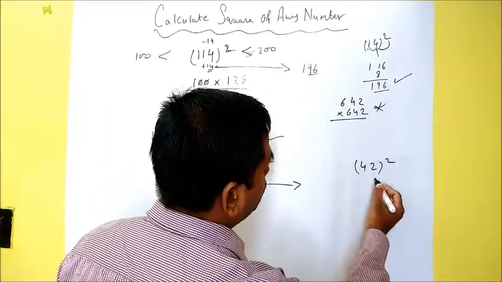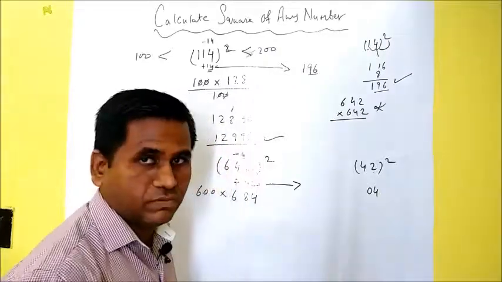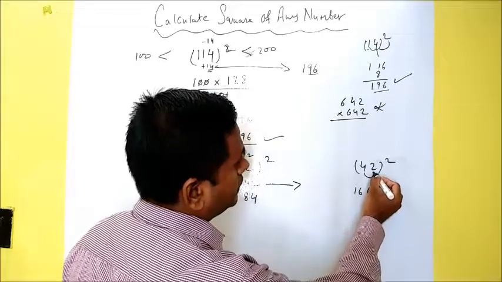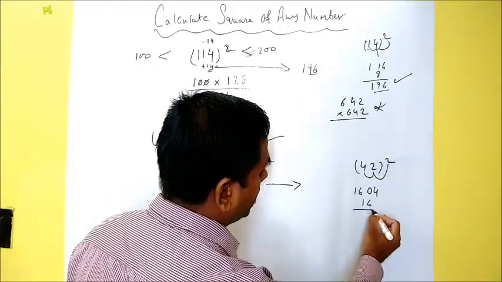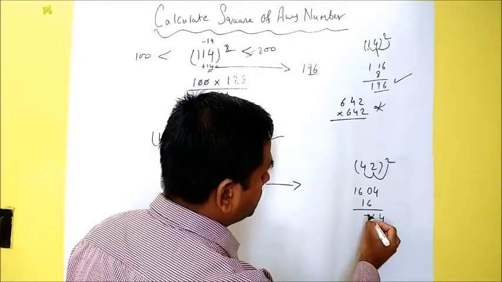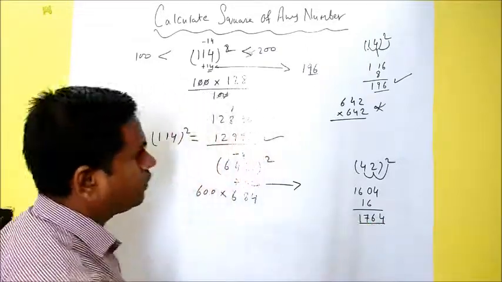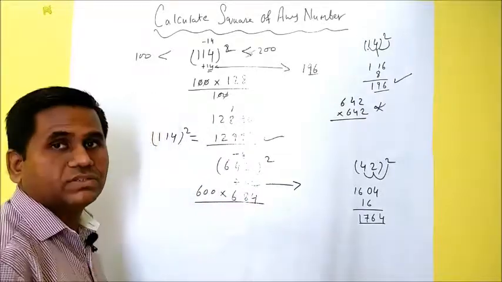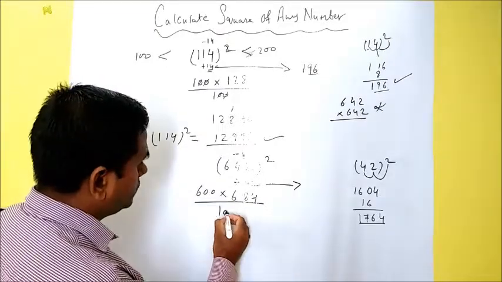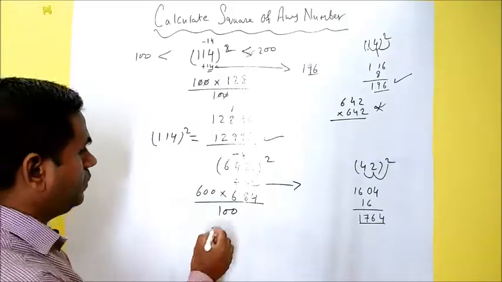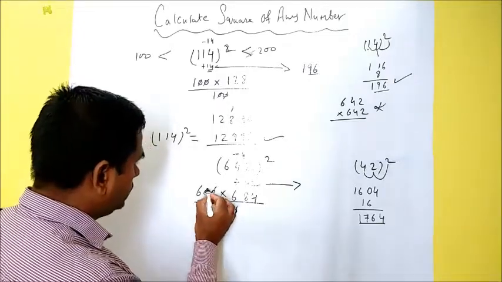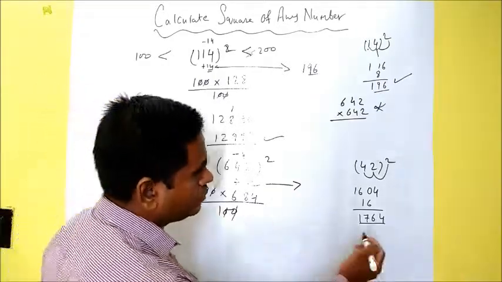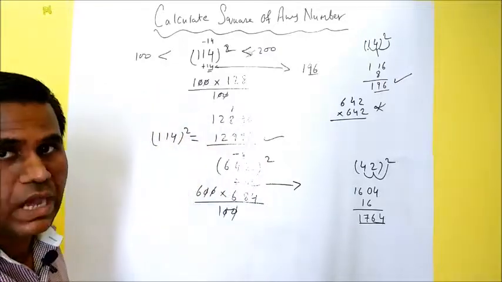42 square quickly I can calculate using this method. So 2 square is 4. We will always write in 2-digit form. 4 square is 16. 4 into 2 is 8, 8 into 2 is 16. So 16 I will add here. So this becomes 1764, which is the square of 42. Now here what we have to do is cancel the 0. To cancel the 0, I will divide by 100. You can see here, friends, I have used 2 zeros. Since I have used 2 zeros, I am supposed to take only 2 digits out of it.